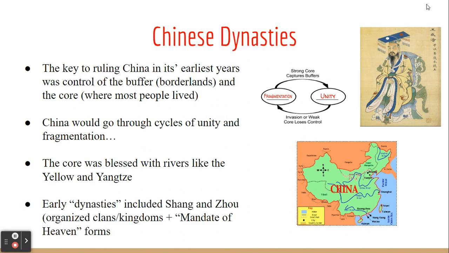What emerges to control China are something called dynasties, which are families that would rule and control China for a period of time. So early ones include the Shang and the Zhou dynasties, and they were ones that organized the earliest clans and kingdoms in Chinese history. You might think of how America has organized states. I guess you could kind of compare that to clans and kingdoms, although it wouldn't be exact.